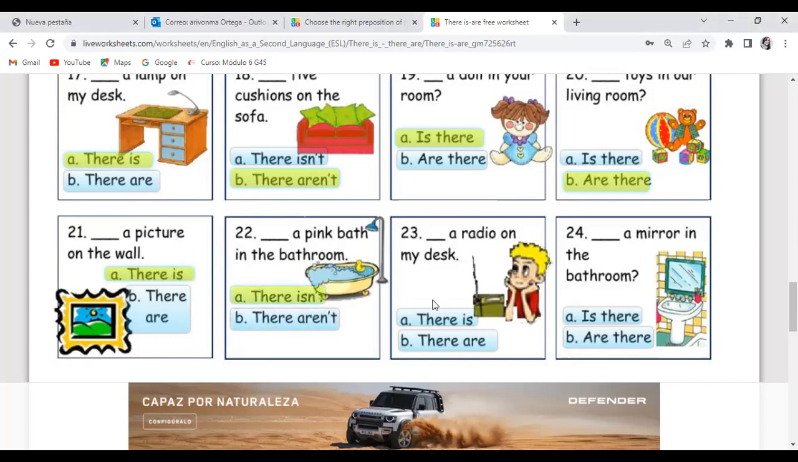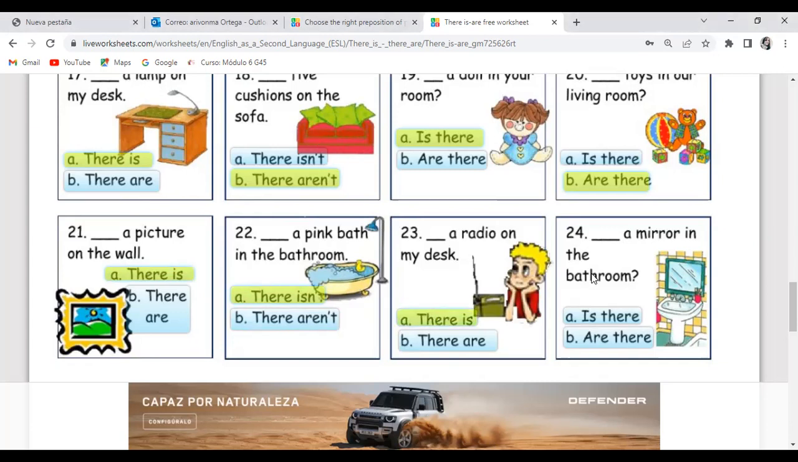What about number 23? A radio on my desk. There is or there are? What do you say, guys? There is. Yes, there is a radio on my desk.